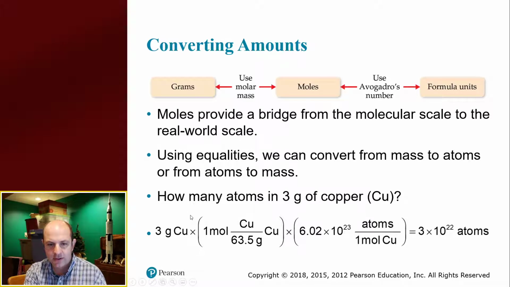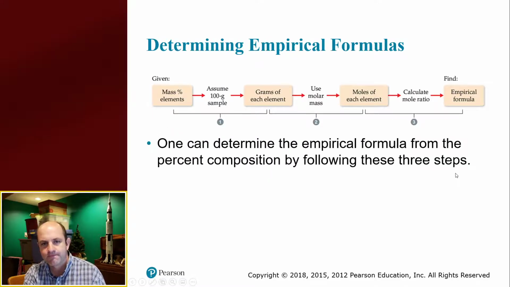But the key thing is, grams was started, so grams went on the bottom. Moles went on the top. Well, now since moles was on top here, it went on the bottom there to cancel, leaves us with atoms, which is what we want. And we could go the other direction as well. It would just flip these ratios.